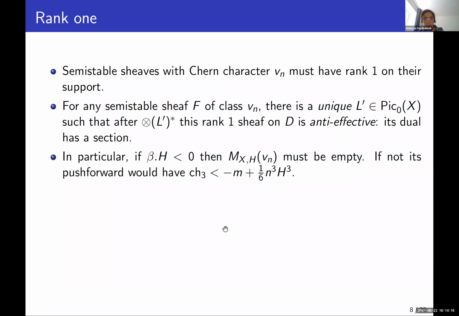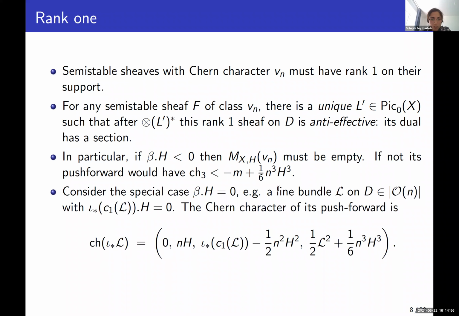So the fact that in this rank one sheaf, after tensoring by a line bundle with torsion C1, is anti-effective immediately implies that beta H is less than or equal to zero. It immediately implies that beta H is bigger than or equal to zero. So if beta H is smaller than zero, then this moduli space must be empty. And actually, if it's not the case, then the chain three of our sheaves is always less than the value minus m plus n cubed H cubed over 6.